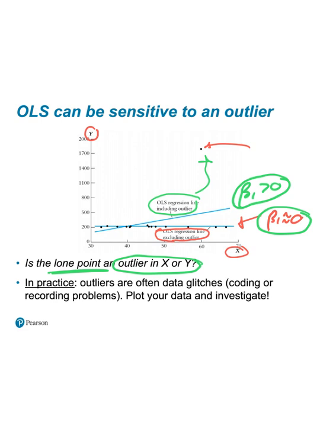All right, so going back to our applied logic, in practice, outliers are often data glitches. Again, humans, we are prone to mistakes. We make coding errors. We record things incorrectly at some level of the data collection. And it's critical to plot your data and investigate.